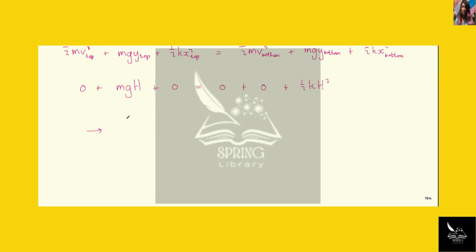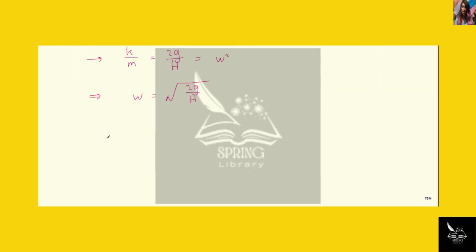So if we rearrange this equation, we get the spring constant k over the mass m is equal to 2g over h. We know k over m is the angular frequency of oscillations squared, omega squared. This means that the angular frequency omega is the square root of 2g divided by h. And lastly, we know that the frequency f is related to the angular frequency as follows. The frequency f is the angular frequency omega divided by 2 pi.